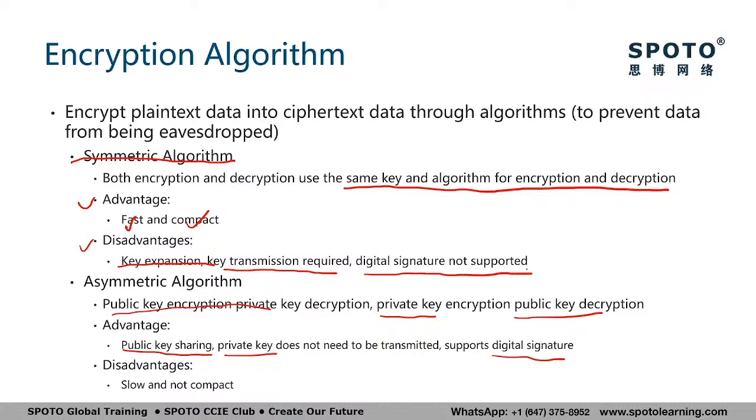The disadvantage is obvious as well, because we use a pair of keys, public and private, for encryption and decryption. That's why this algorithm's computing speed is a little bit slower than the symmetric algorithm. And it's not compact.